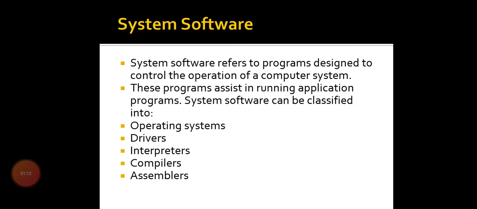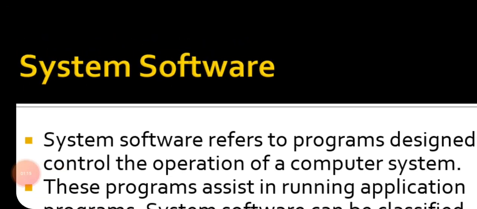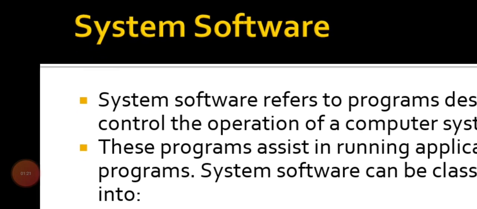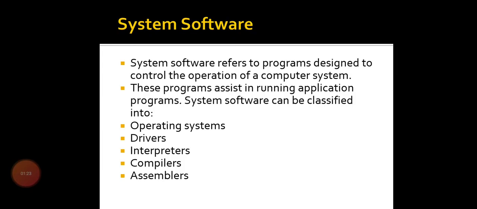Now, system software, as the name tells you, it helps the system. These are the programs which help the system. Now see what your book says and what is the definition of it. System software refers to programs designed to control the operation of a computer system. See, I told you, the name tells that it helps the system. These programs assist in running application programs. System softwares can be divided into operating systems, drivers, interpreters, compilers and assemblers.